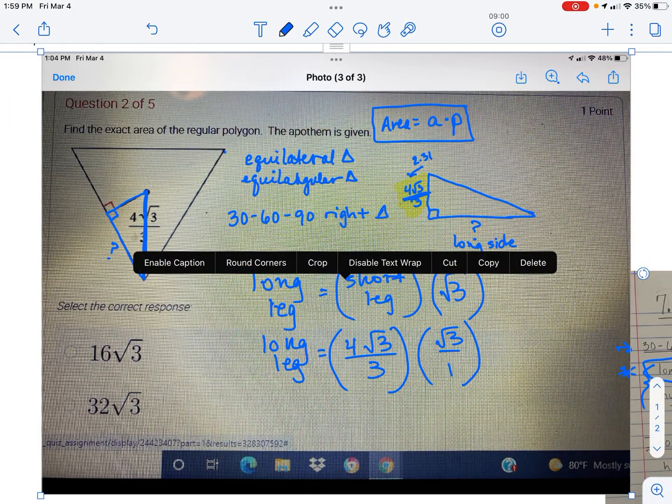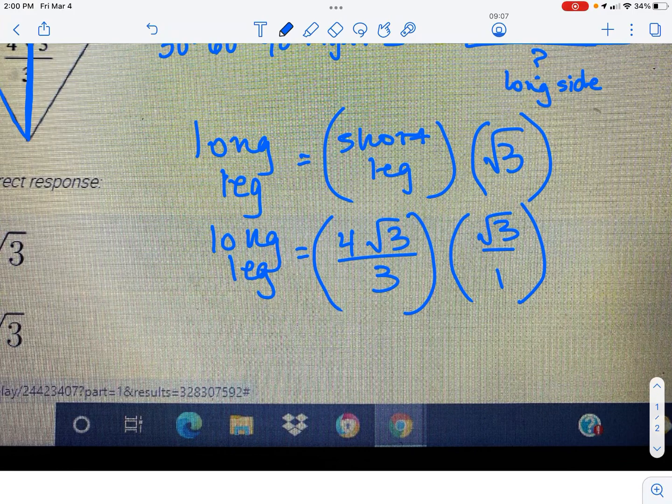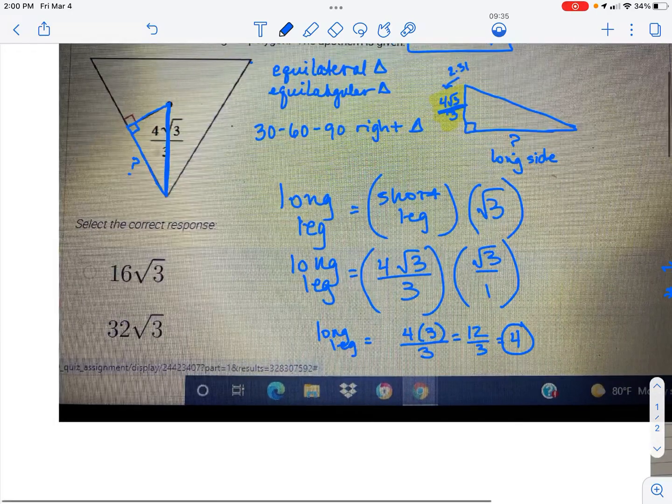All righty, so I have 4 times the square root of 3 times the square root of 3. Remember, the square root of 3 times the square root of 3 is actually the square root of 9, and the square root of 9 is actually 3. So I'm going to take 4 times 3 and put that over 3. I would have 12 over 3, and 4 is my final answer for the long leg's measurement. That's just the long leg.